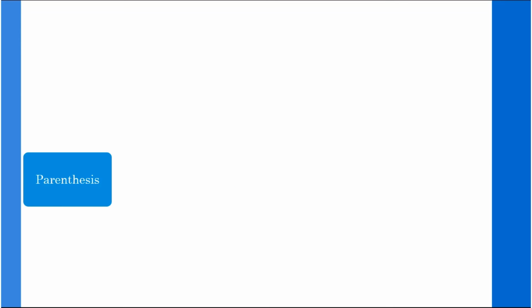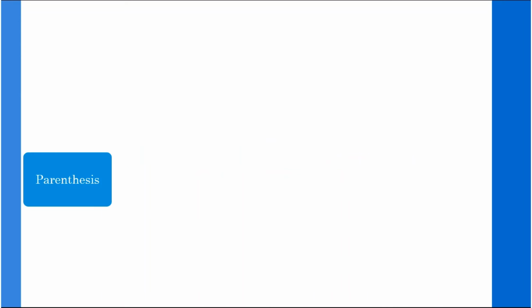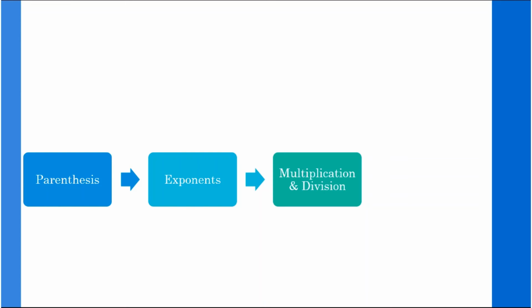So you need to understand a few rules for such formulas. The first thing is the parenthesis. If we look here, A1 plus B1 minus C2 are inside parenthesis, so this will be calculated first, and then it will be multiplied with D9. Now there are other rules. After that, exponents, the power. If something is raised to the power 2 or 3, that will be taken care of after parenthesis. And then comes multiplication and division. So you need to be very careful when you are writing your formulas.